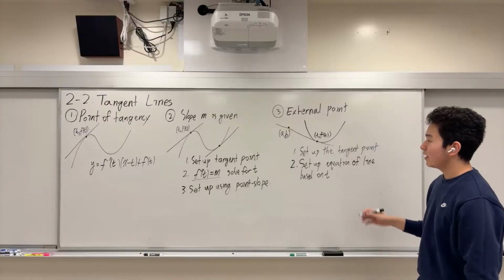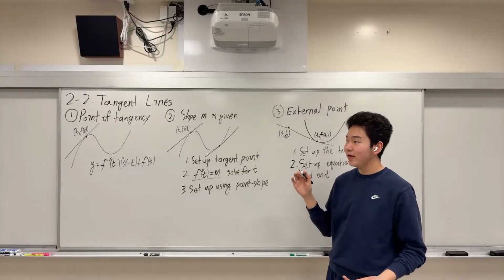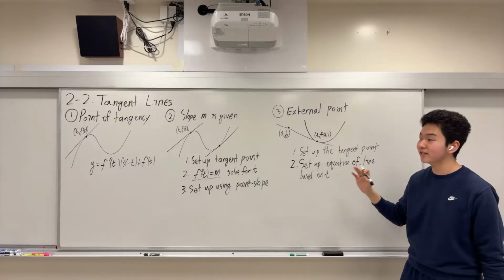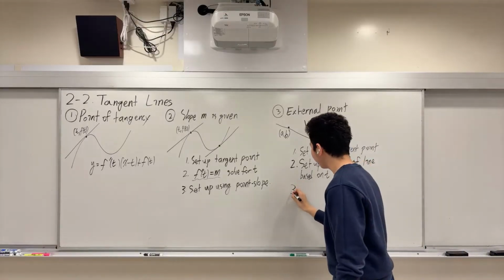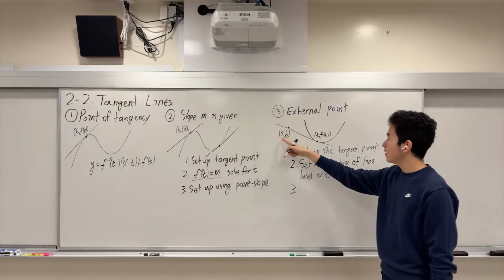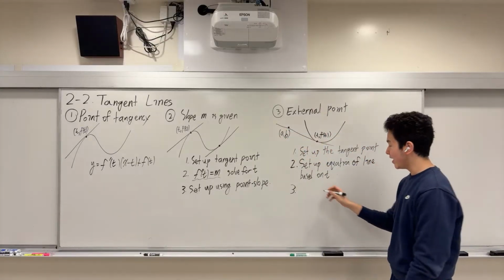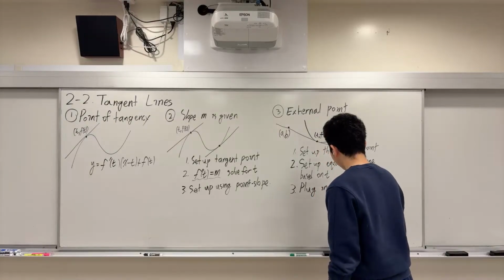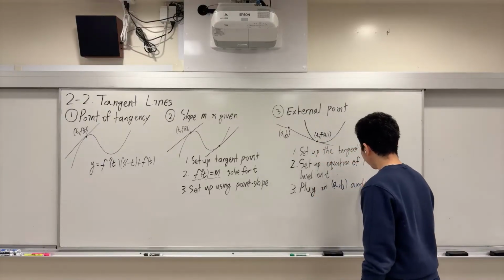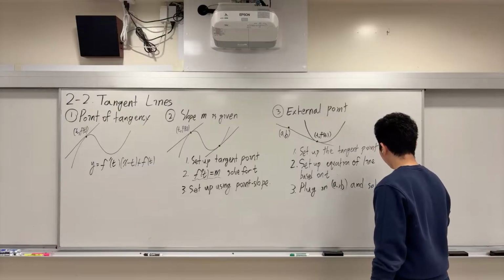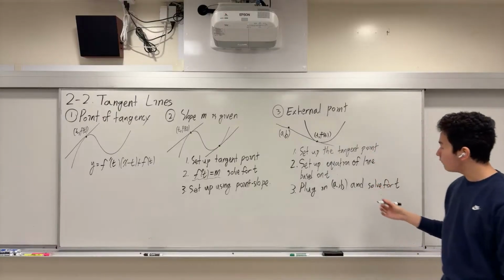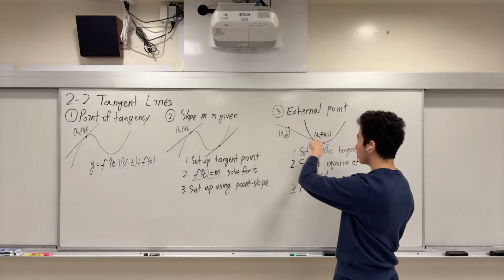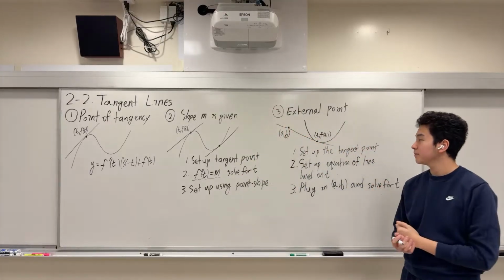The reason that we do this is that once we set this up, now we have an equation that represents every single possible tangent line that this curve could have. And then our final step is to plug in a comma b, and solve for t. And once you have solved for t, you can plug t back into the original equation and get that specific tangent line that goes through a comma b.